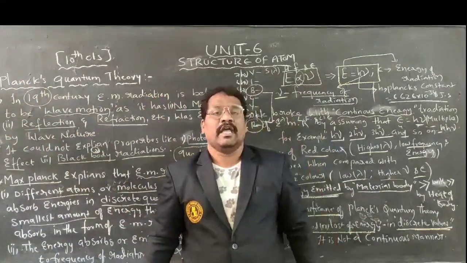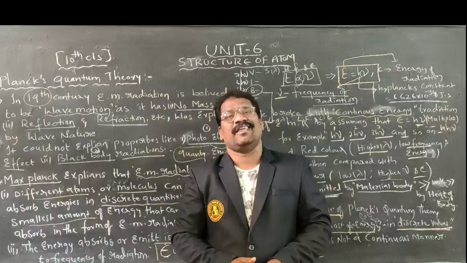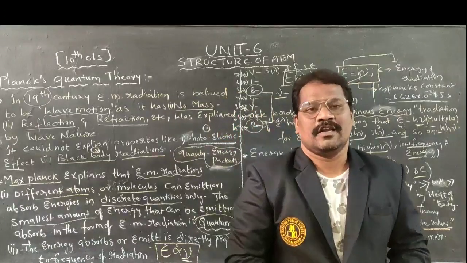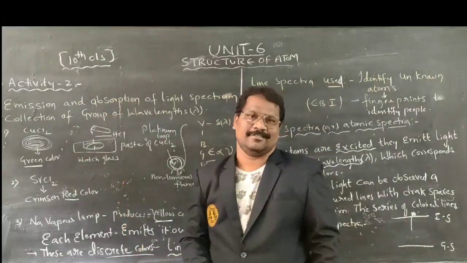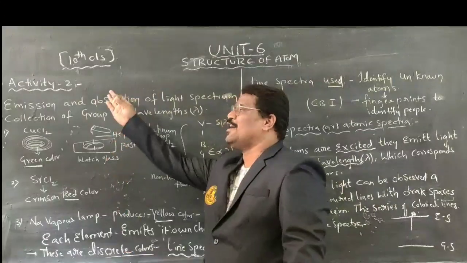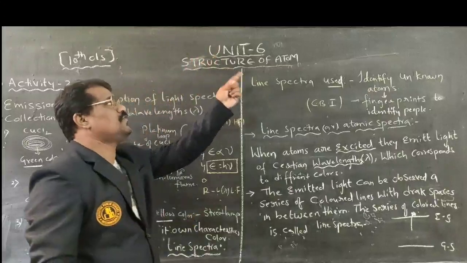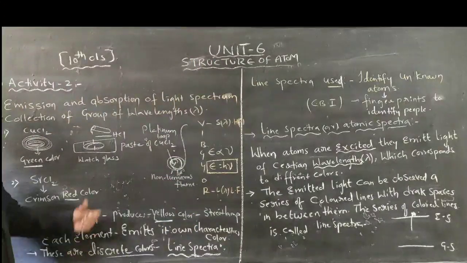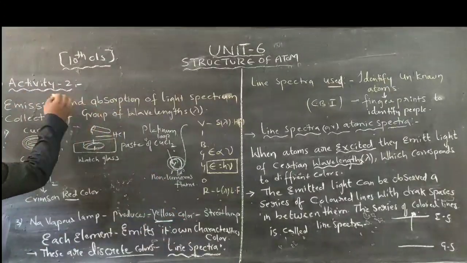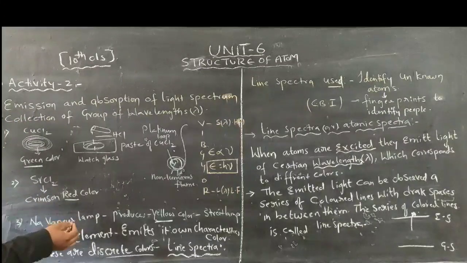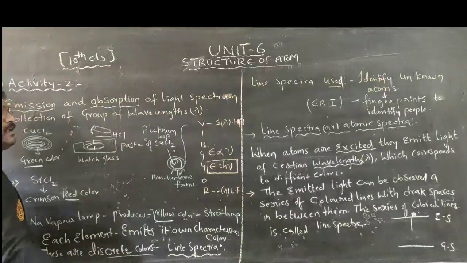This concept was explained by whom? Max Planck. Based upon this concept, there is an activity. Let me perform that activity. According to the quantum theory of radiation of Max Planck, we are going to perform activity 2 within unit 6, structure of the atom, of 10th class. This activity gives information about emission of radiation as well as absorption of the light spectrum.